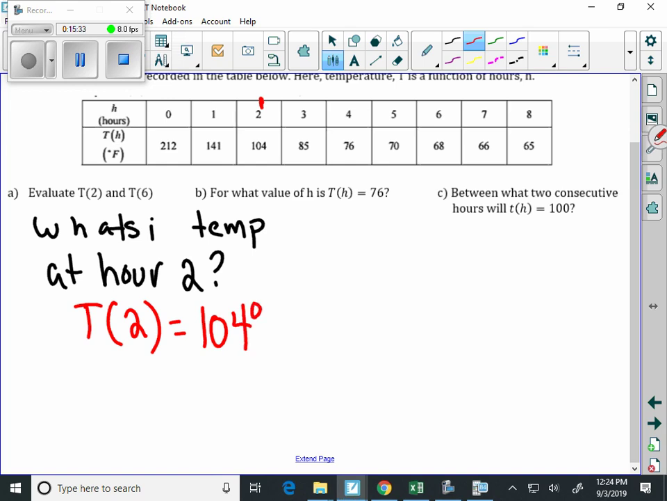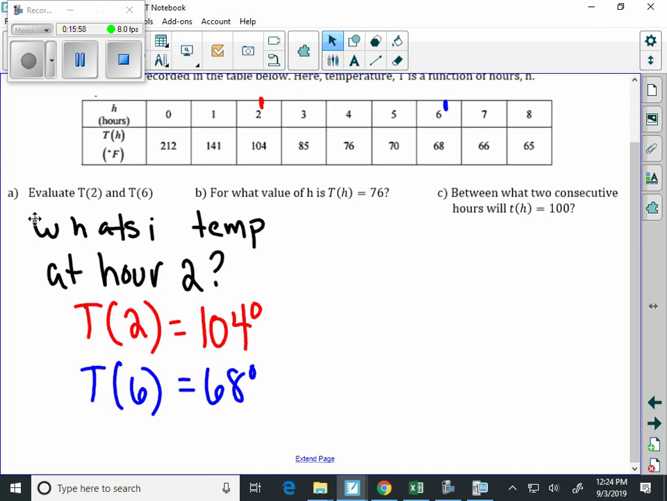Now I don't want to forget here, we also need to find T of 6. So the question is asking, what is the temperature after 6 hours? Well, we come over here to the 6, and what we see is after 6 hours, the water is 68 degrees. We were given inputs, and we had to figure out the outputs. But it doesn't matter. We can go either direction.